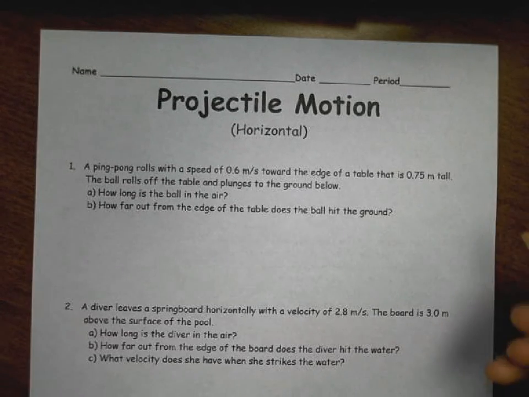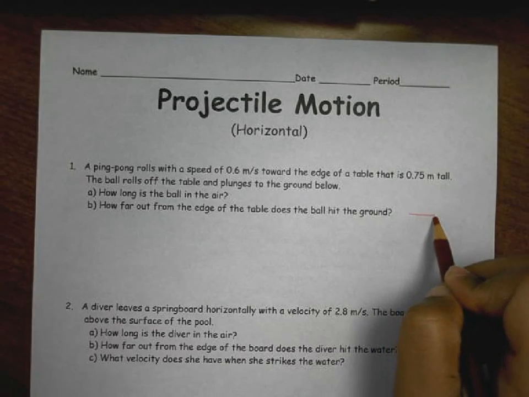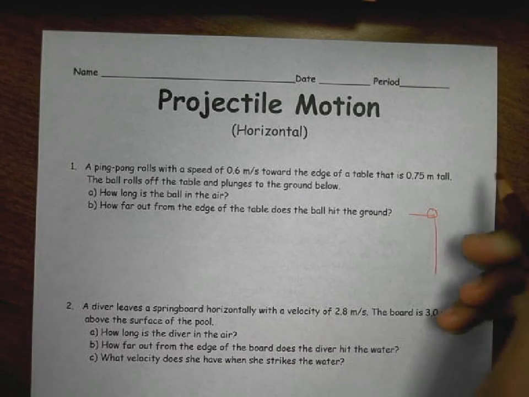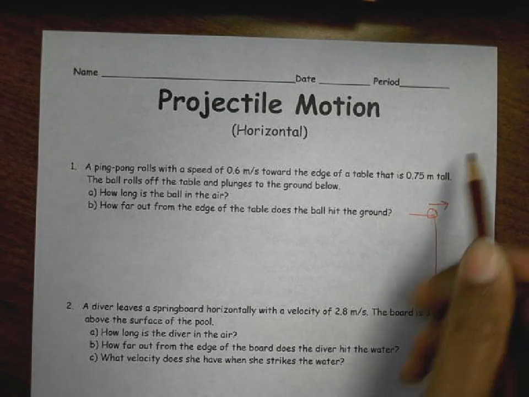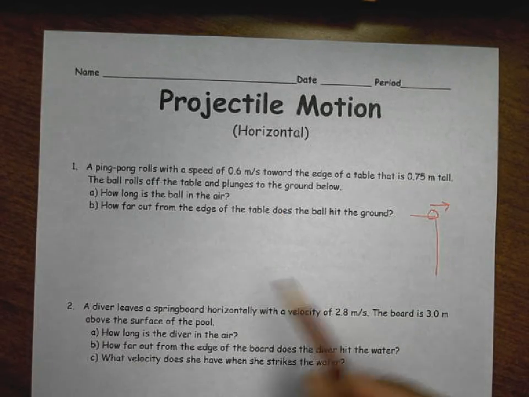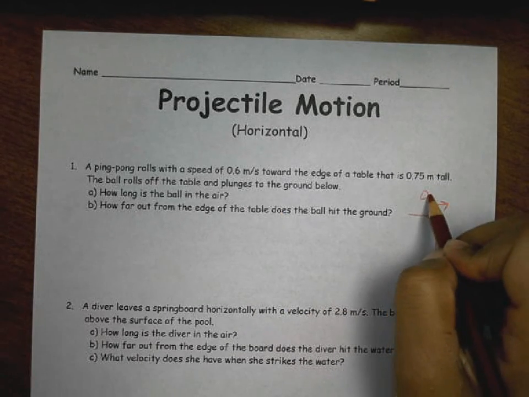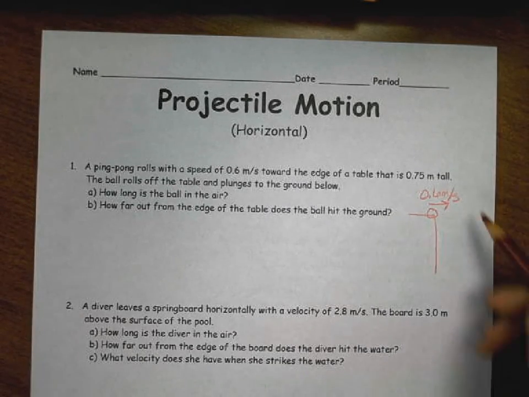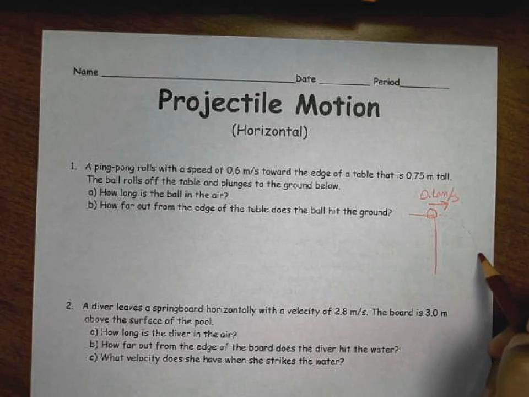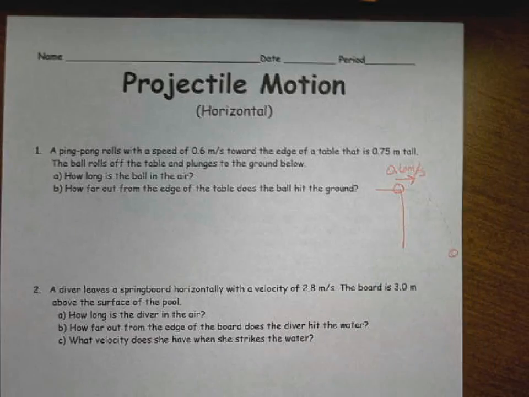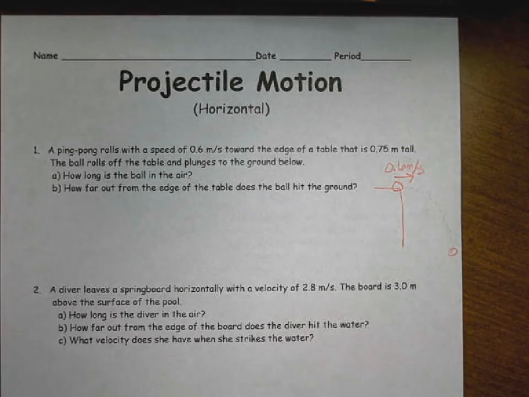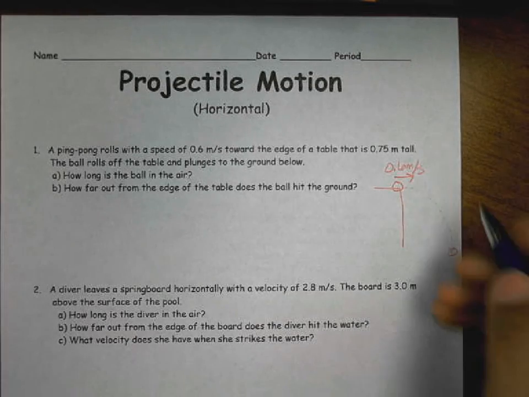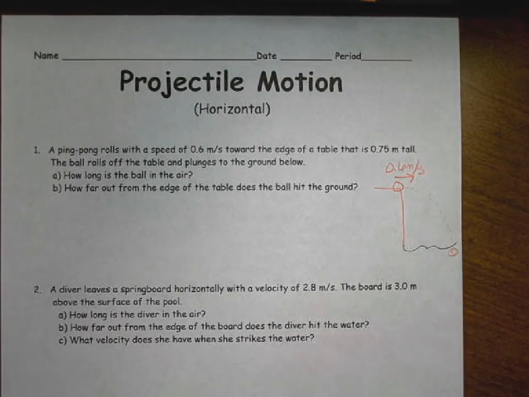If you're not sure what it looks like, let me draw a little diagram here. I have a table, I have a ball, it goes out this way. It's launched horizontally from the edge of the table. This is 0.6 meters per second. Okay, that's the way it goes. The ball's going to travel and then it's going to hit the ground somewhere down there. So we're trying to find how long before it hits the ground and how far out from the edge does it hit. That's what we're looking for. Well, let's list what we know. We know a couple of things.